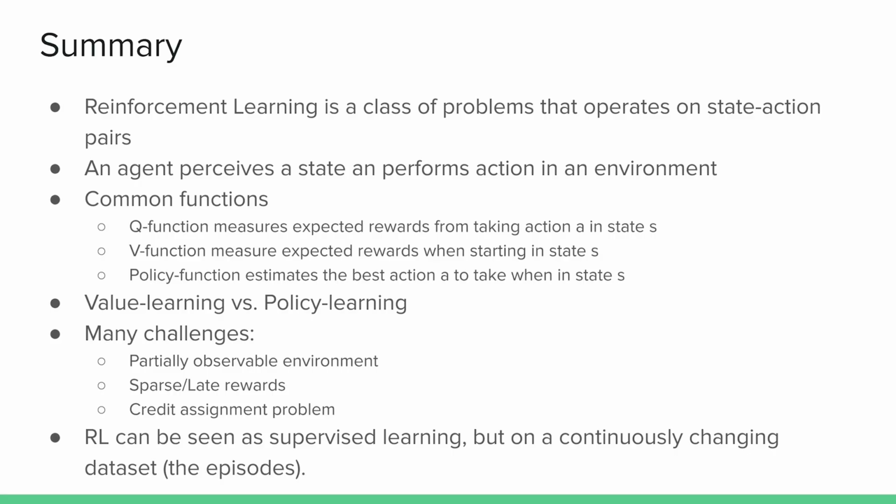And if we don't know which action led to a certain outcome, it can be really hard to assign credit to certain parts of the action sequence that we took. So this credit assignment problem is really, really challenging. And finally, reinforcement learning can be seen as a sort of supervised learning, but on a continuously changing data set. So it's a classification problem, but instead of having the same data set running over and over again, we're seeing different data at each episode.